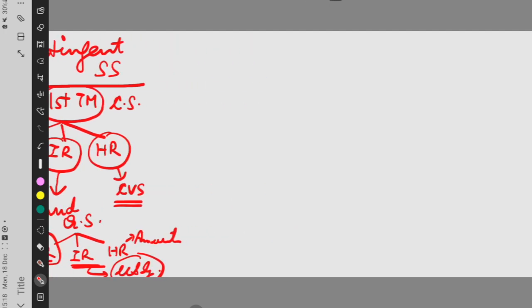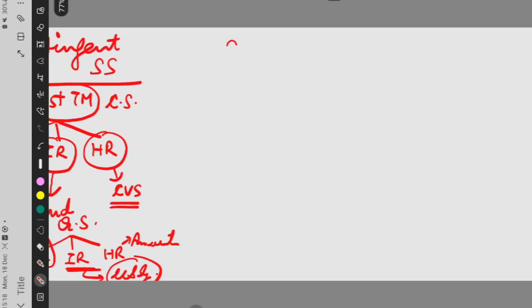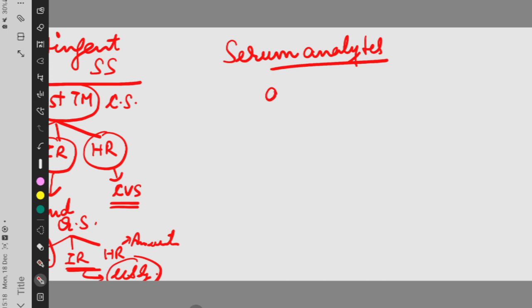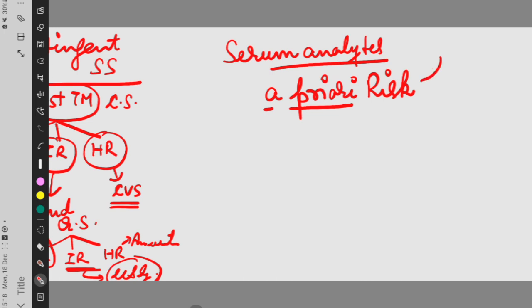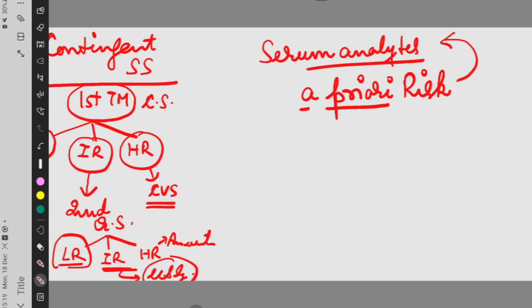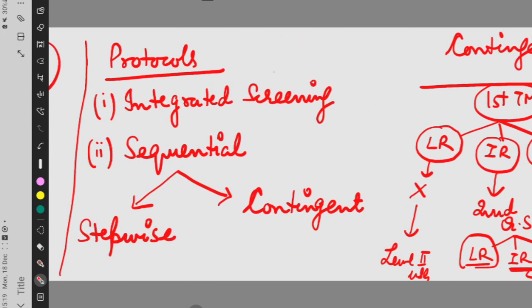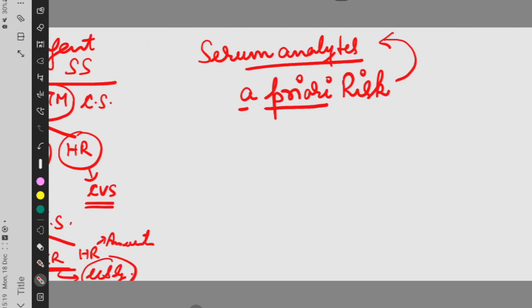Now whatever you get from the serum analytes, the final risk calculation from serum analytes is called the a priori risk. Very important. Always remember this. A priori is written as two separate words. So a priori risk is the final risk from serum analytes. It depends on which type of screening modality you are doing. Whatever is the final from the serum analytes is your a priori risk.